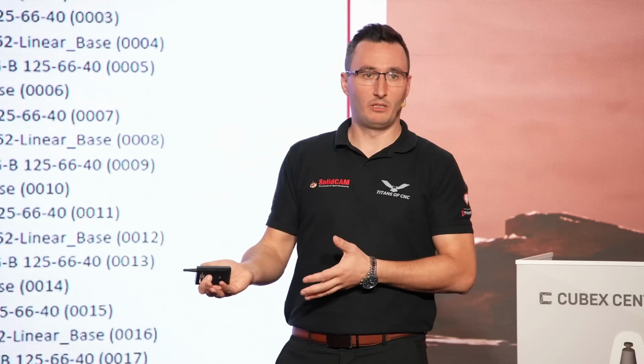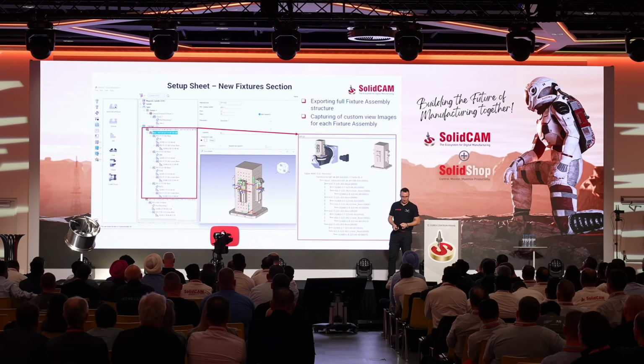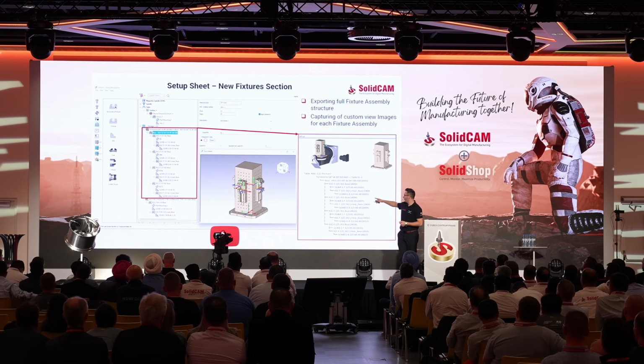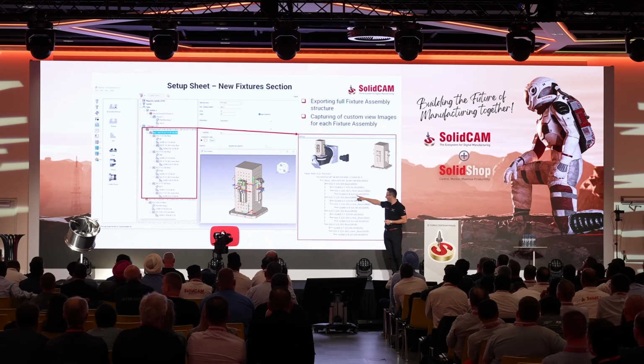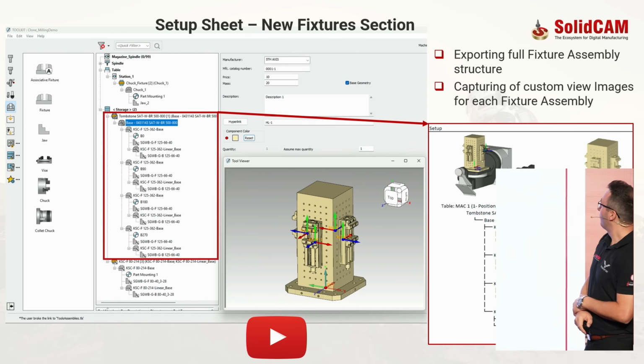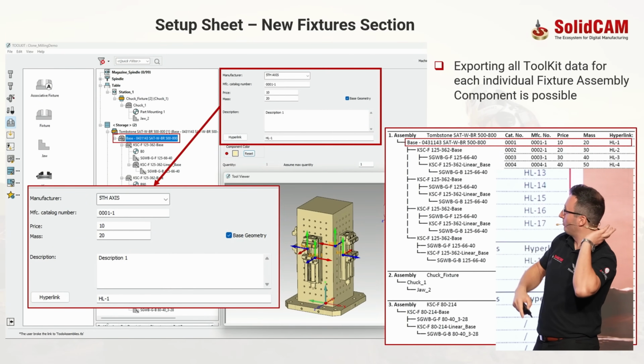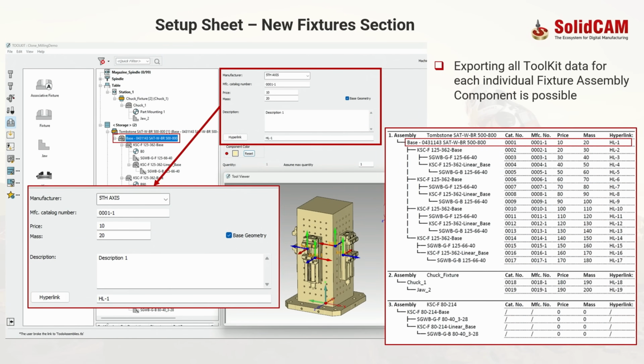And the whole thing about the fixture, which was requested: the data about the fixture needs to be in the setup sheet. Okay, we got a request, we built it immediately. So we now also have the export. You can see the complete structure the same way as it is defined inside the toolkit. So for all of these, not only any data that you have inside, like manufacturer, catalog number, price, mass, description, everything can be exported in a very nice output.